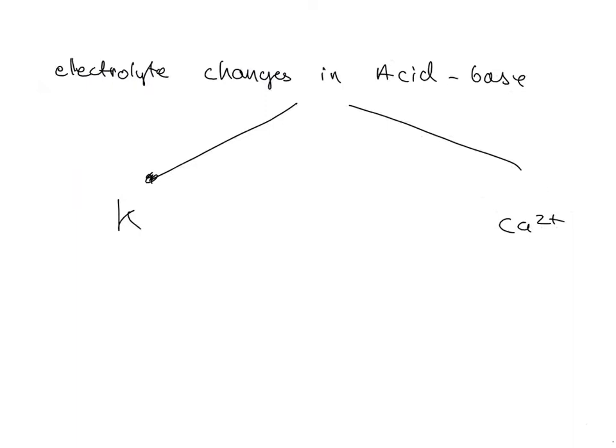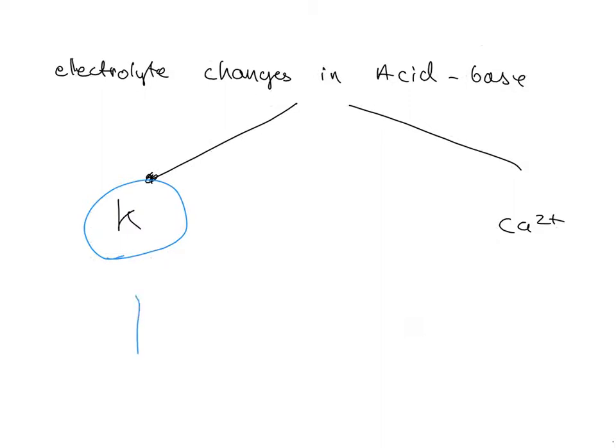The next thing I'm going to talk about is electrolyte disturbances in acid-base balance. So when we are talking about electrolyte disturbances in acid-base balance, we always consider two things: the disturbance of potassium and the disturbance of calcium. Okay, so our body has adapted physiologically to prevent extreme acidosis or alkalosis. However, it comes with serious adverse effects. It either causes a high potassium or a low potassium.